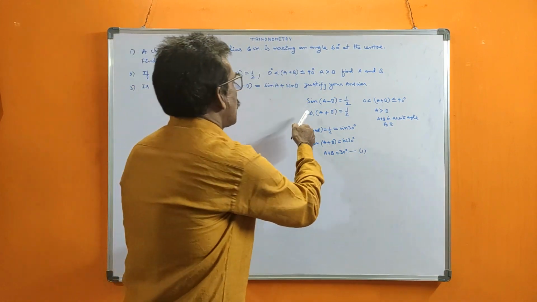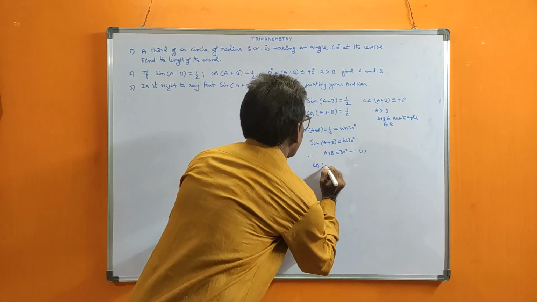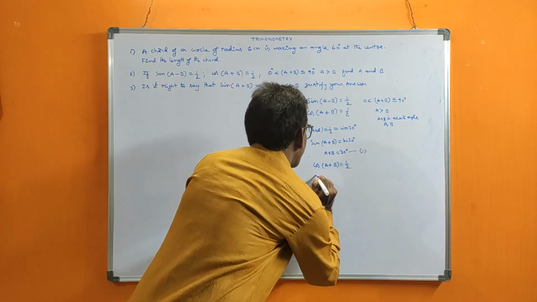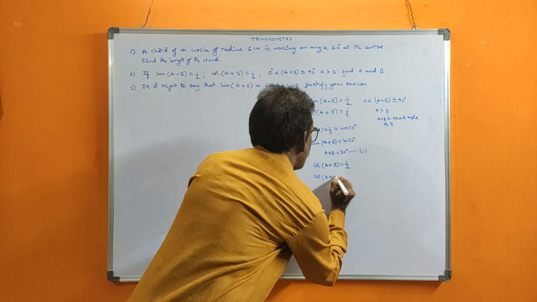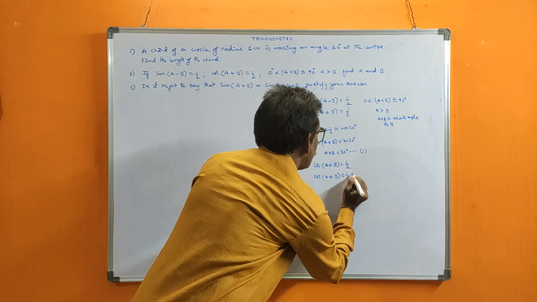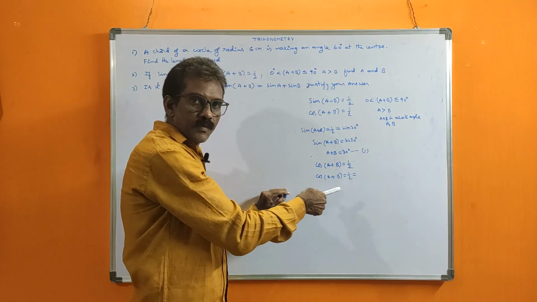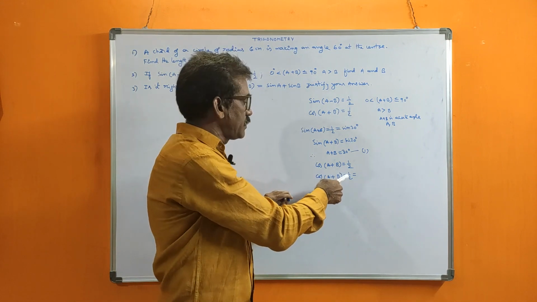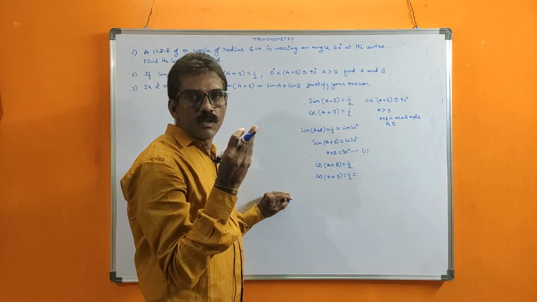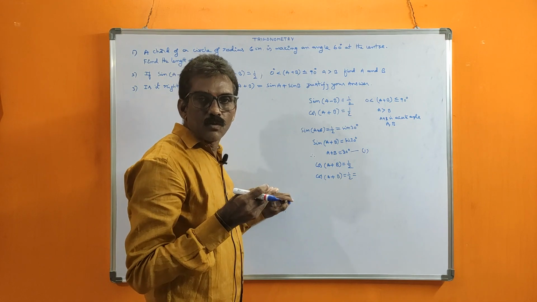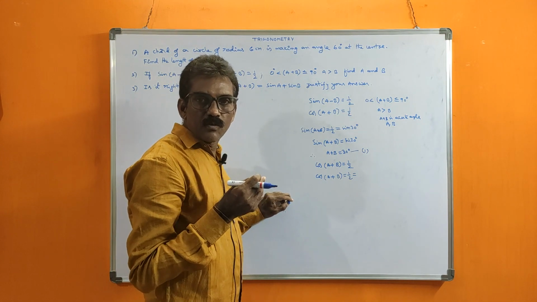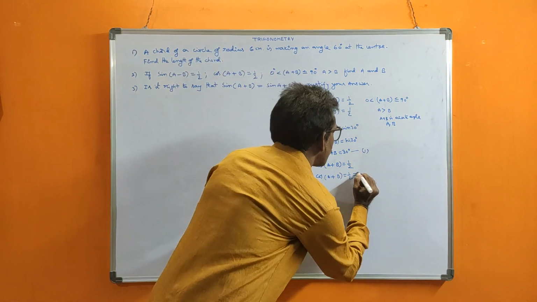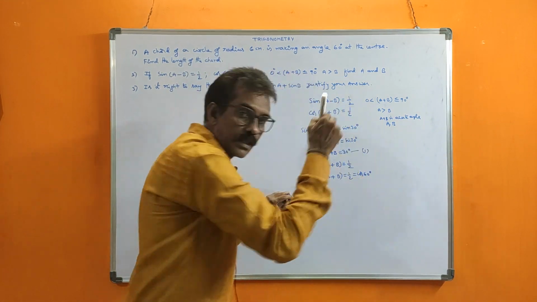Next, take another one, that is cos(A+B). Cos(A+B) is also equal to 1/2. Which angle has a cosine equal to 1/2? Cos 0 is 1, cos 30 is root 3 by 2, cos 45 is 1 by root 2, cos 60 is 1/2. So this is cos 60. You can check the table otherwise.